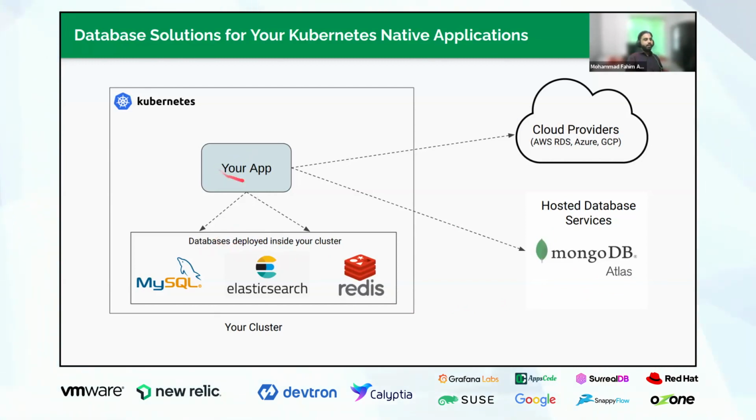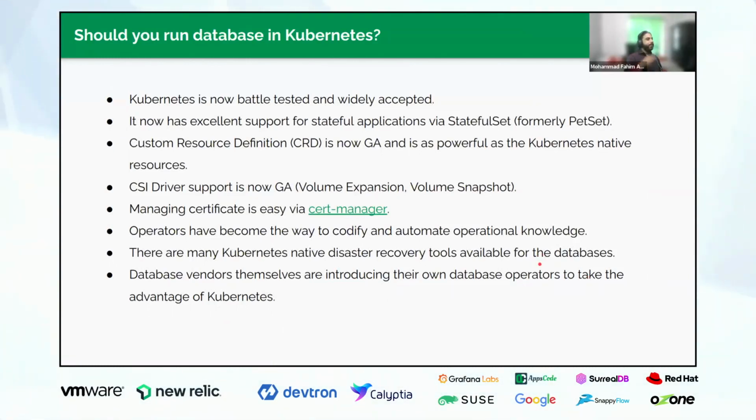So you run your application and run the database parallel to your application in the Kubernetes cluster, and your application will be able to run those databases directly and communicate with them directly. So you have these three options here. So now the question is, should you run a database in Kubernetes? Is it really reasonable to run databases on Kubernetes? My opinion is it's very reasonable to run databases on Kubernetes.